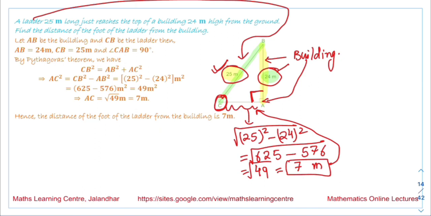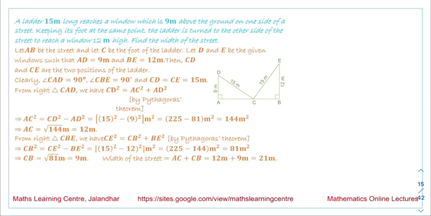Now next is, a ladder 15 meter long reaches a window which is 9 meter above the ground on one side of a street. So the length of the ladder that is given to us is 15 meter, and it reaches the window which is 9 meter high. We are talking about this point D over here. We are saying this is the window, 9 meter above the ground.